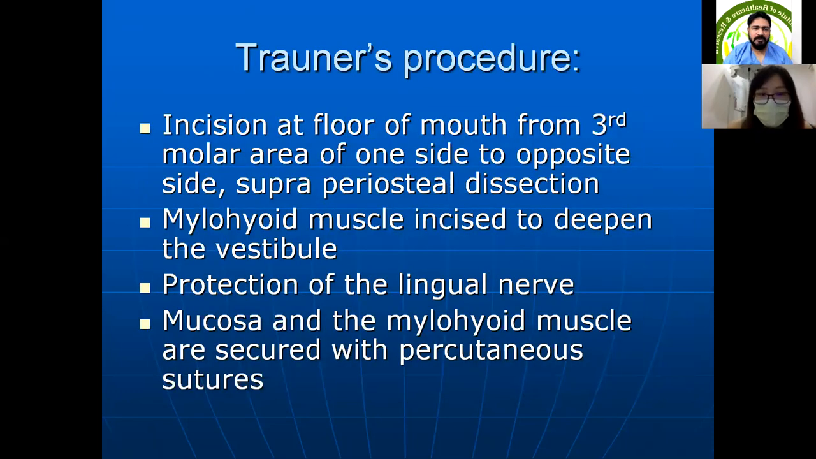In Trauner's procedure, the incision at the floor of mouth is from the third molar area of one side to the opposite side, and supraperiosteal dissection is done. The mylohyoid muscle is detached to deepen the vestibule, with protection of the lingual nerve. Then mucosa and the mylohyoid muscle are secured with percutaneous sutures.